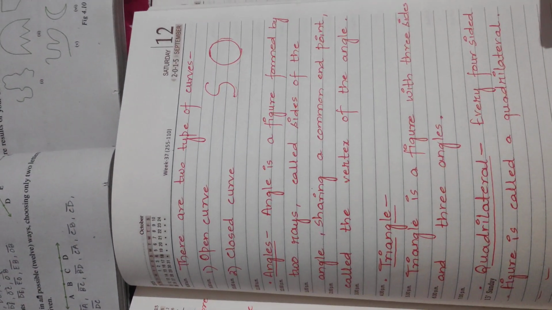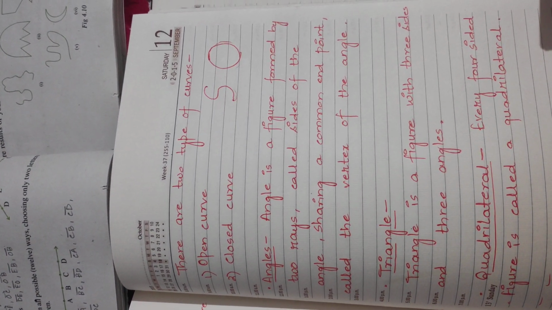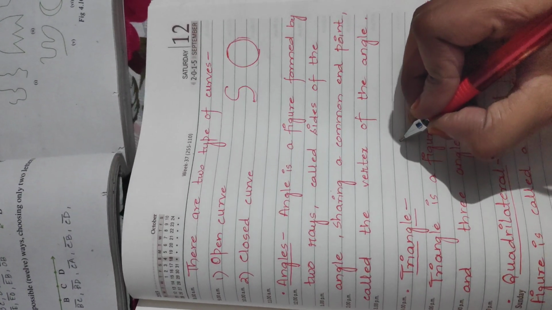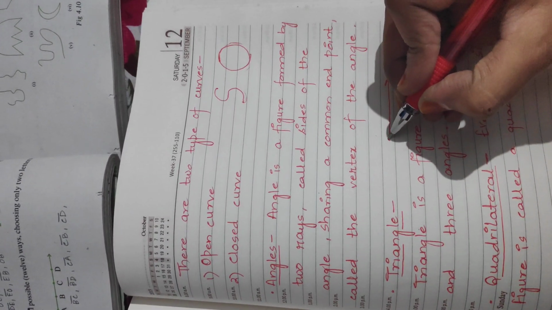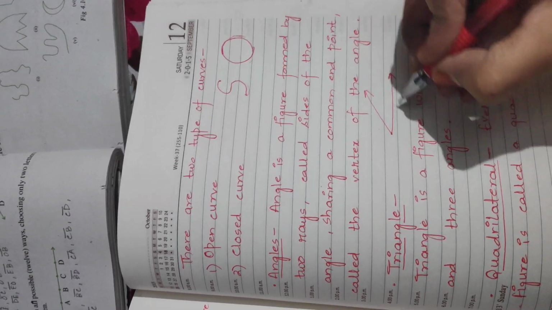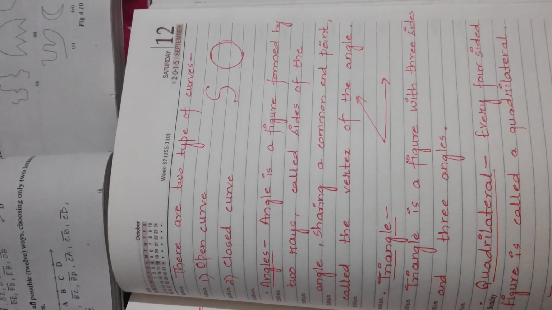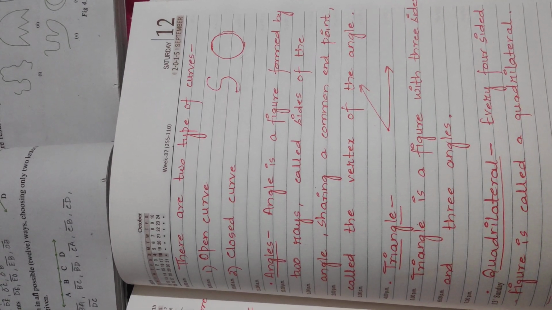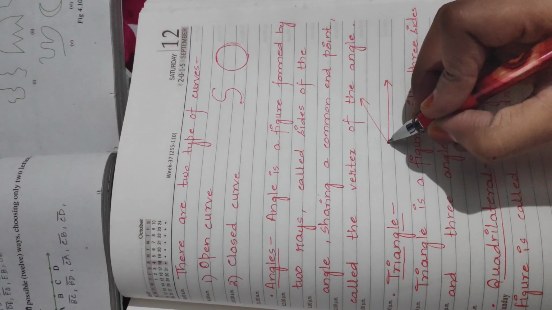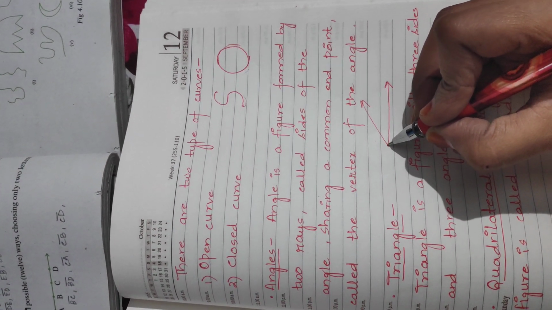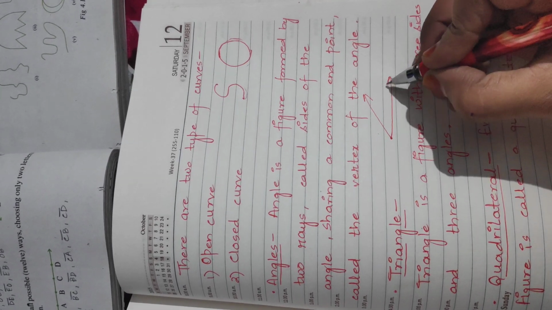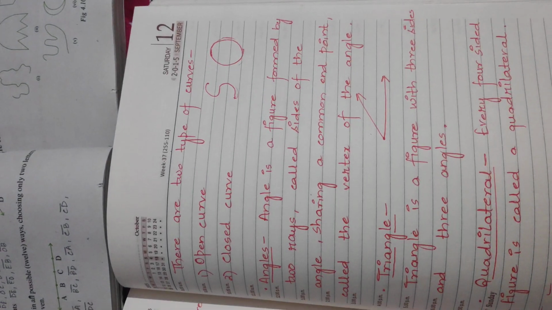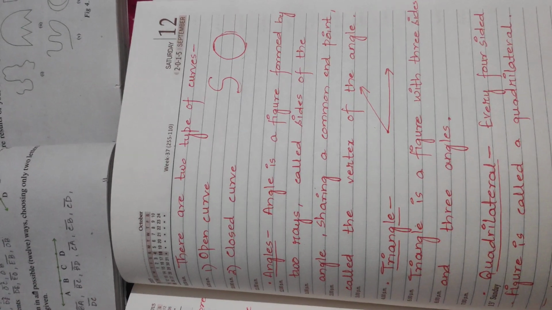Next is your angles. An angle is a figure formed by two rays. Suppose here I am going to draw one ray. This is your first ray, and one more ray is drawn like this. So this figure will be named as an angle. An angle is a figure formed by two rays. As you can see, these are two rays. One end is limited, we have ended over here, and at the other end we are showing an arrow.